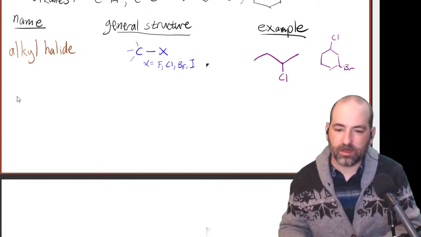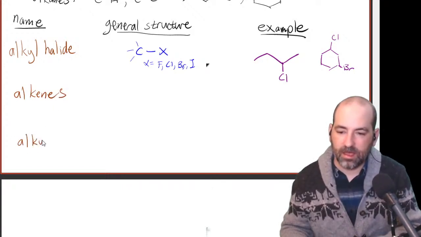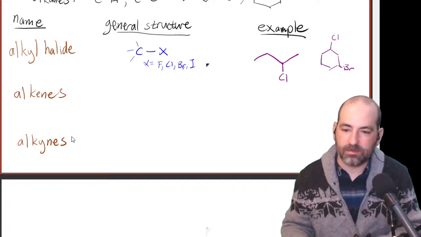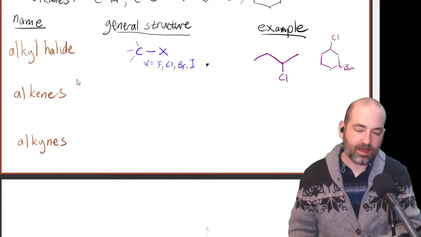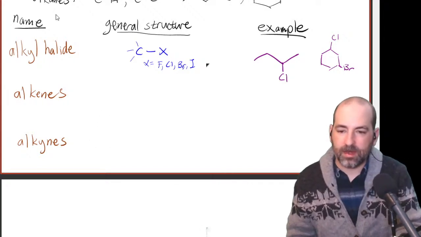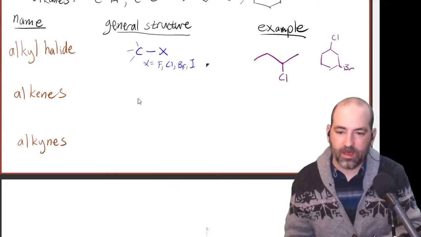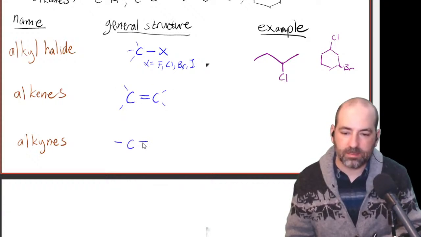All right. So after alkyl halides, we have, and we're going to do these together, alkenes and alkynes. So very similar words here, alkane, alkene, alkyne. So that can be a little bit tricky to keep straight. But alkanes we already talked about. Alkenes are double bonds. And alkynes are triple bonds.